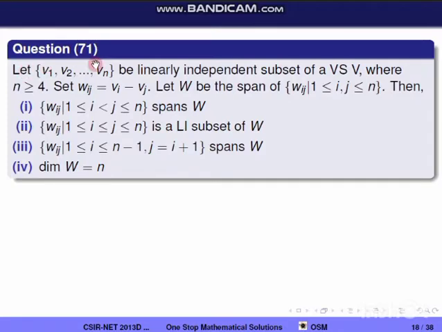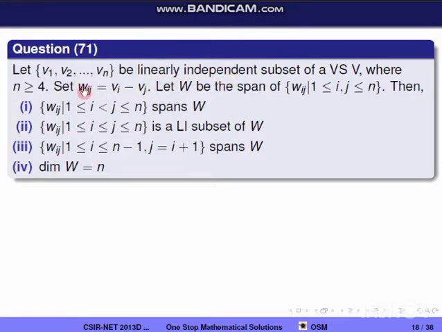Question 71. Let v1, v2, up to vn be a linearly independent subset of a vector space V where n is greater than or equal to 4. Set wij equal to vi minus vj. Let W be the span of wij such that 1 is less than or equal to i, j less than or equal to n. Then, they are given vi to be linearly independent.